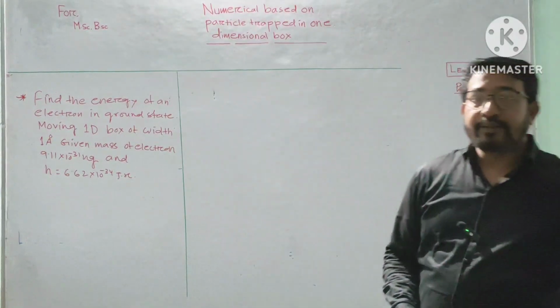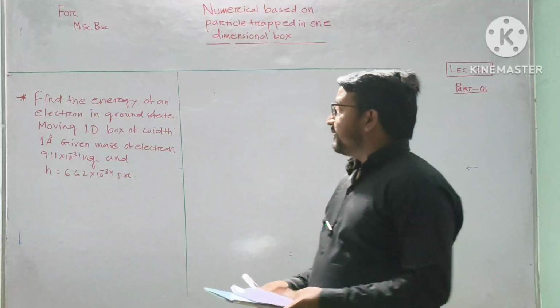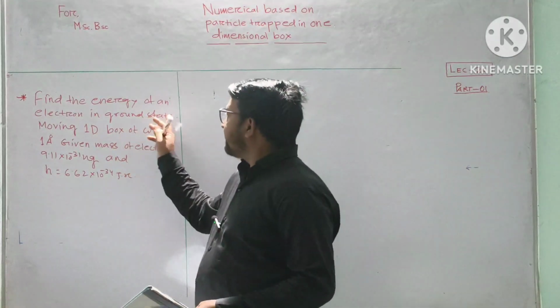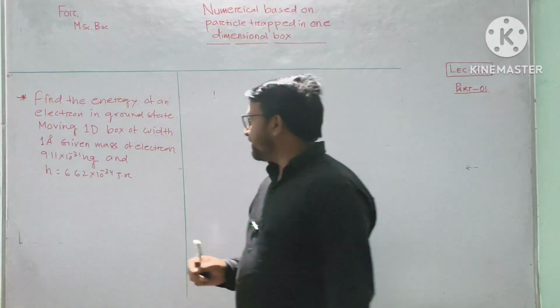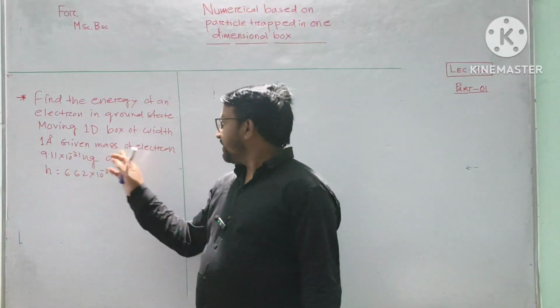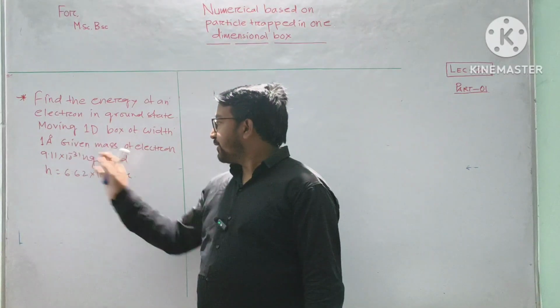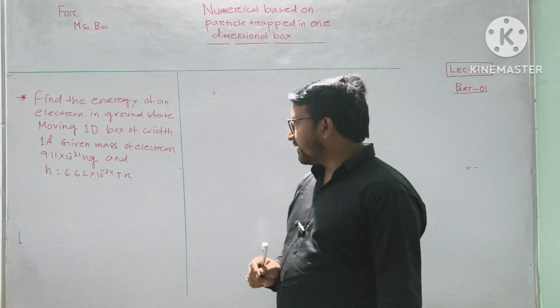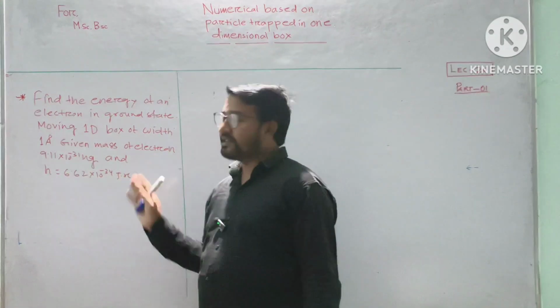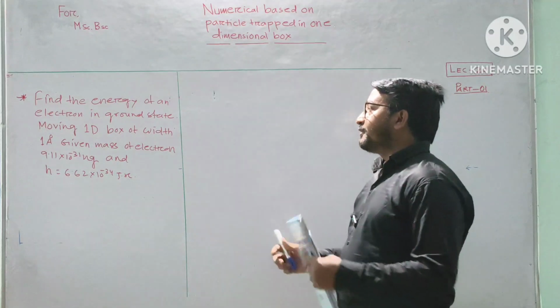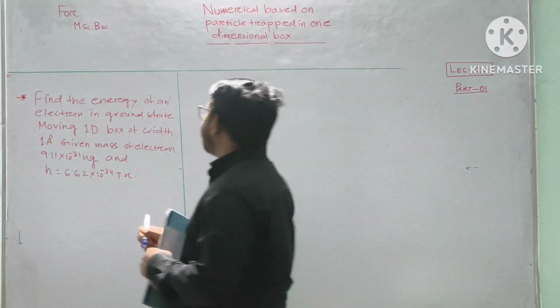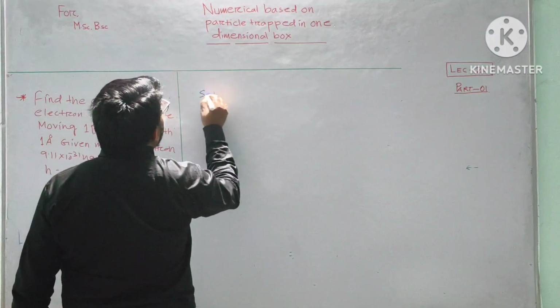Okay, our next numerical problem. The statement of this problem: find the energy of an electron in the ground state moving in a one-dimensional box of width 1 angstrom. Given the mass of electron is 9.11 into 10 to the minus 31 kg and Planck constant h equals 6.62 into 10 to the minus 34 joule second. So from the given information of this question, we can write the solution.